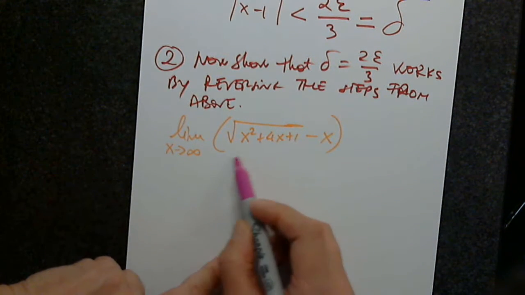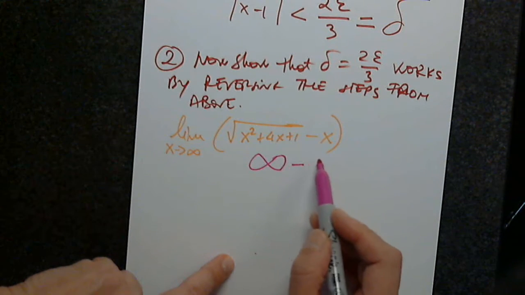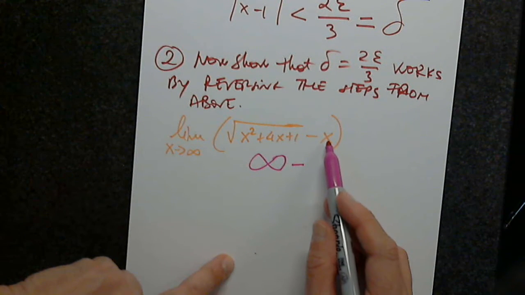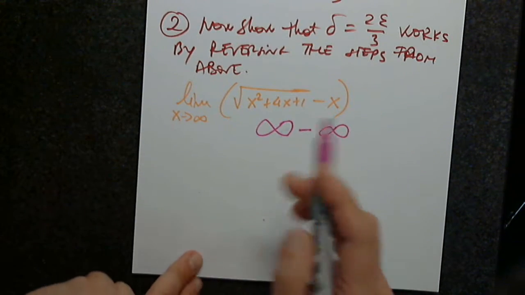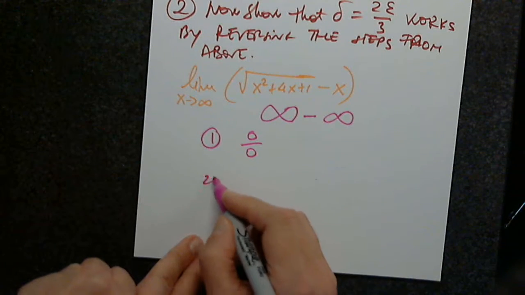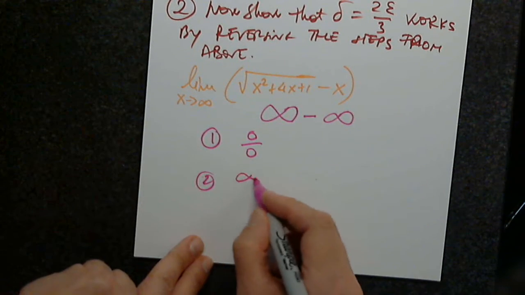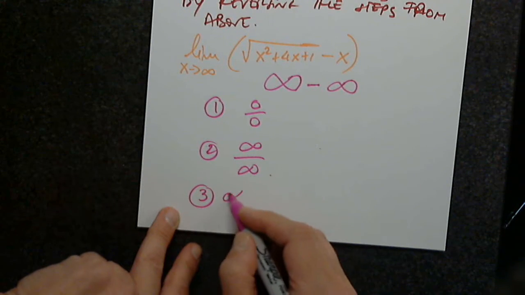Well, when you plug in infinity, because you have to, you get infinity here and then minus infinity. Correct. So let's review. We know 0 over 0, the second one, we know infinity over infinity. And here's the third indeterminate case.